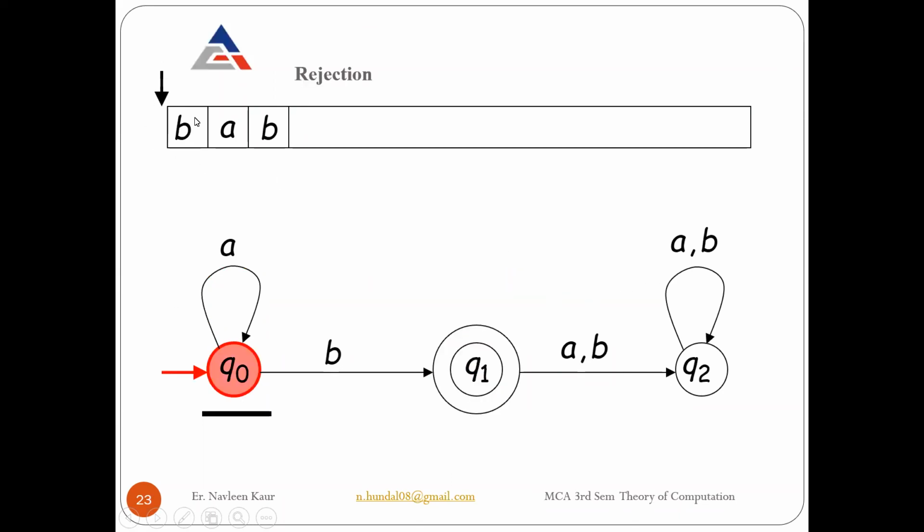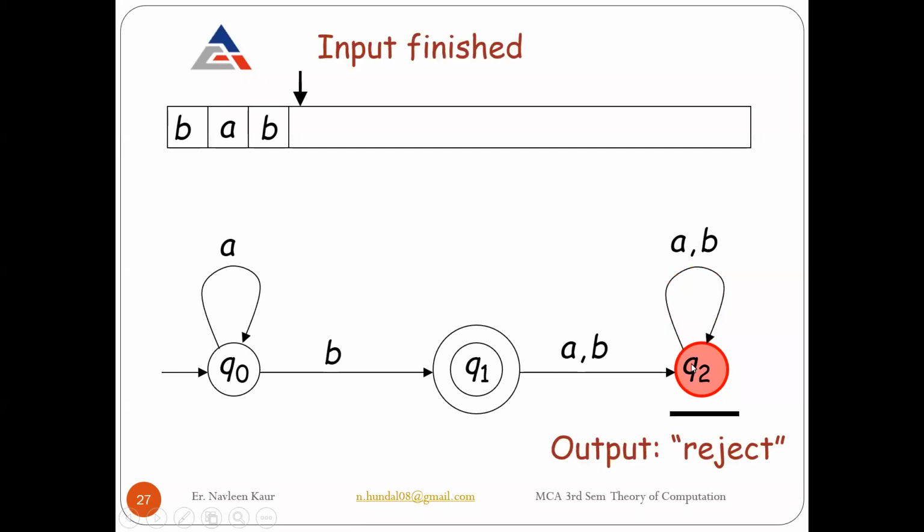There is an example of rejection, BAB. So I am at Q0. When I process B, it will take me to Q1. When I process A, can you see from Q1, this A is taking you to Q2. Again, you are left with B. And from Q2, when you process B, it is taking you back to Q2 again, which is not the final state. So it means your input is finished. There is nothing left to process. And this input is considered as rejected by this finite automaton.